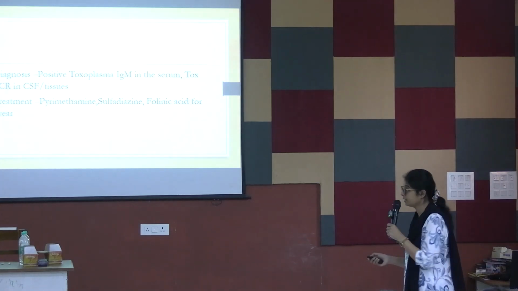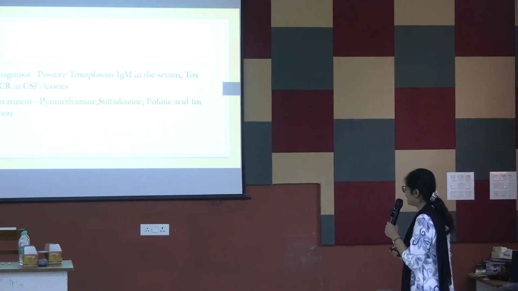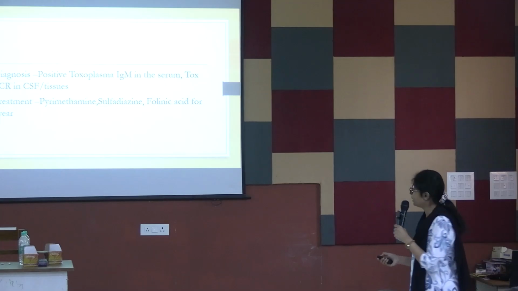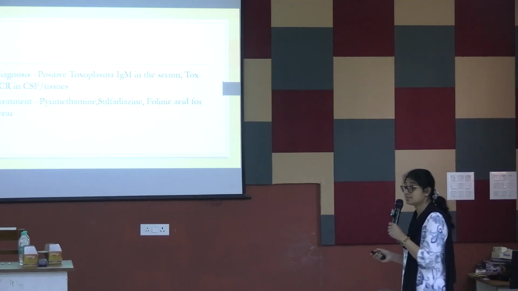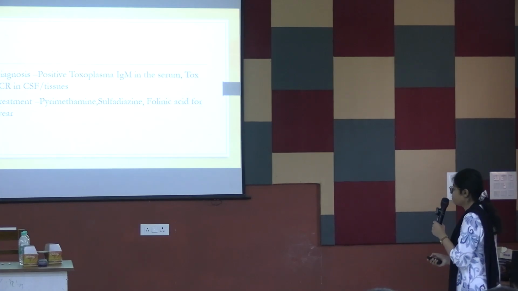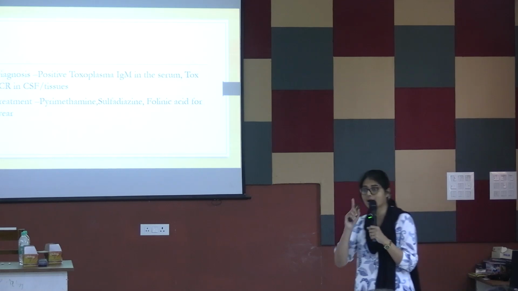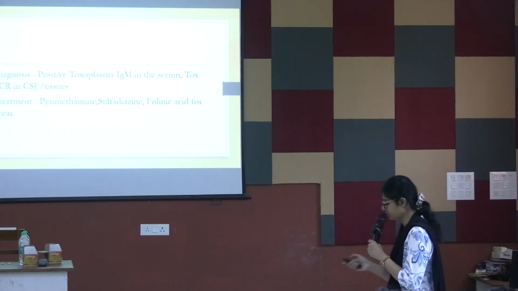How will you diagnose it? In the babies, we will have to send toxoplasma IgM in the serum. So it will be positive, and toxoplasma PCR in the CSF or the tissues. What is the treatment? Pyrimethamine, sulfadiazine, folinic acid will be given for 1 year. Rare infection, but if it happens, this is the mode of treatment.